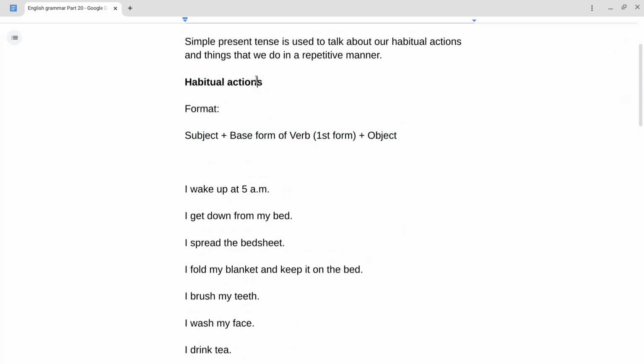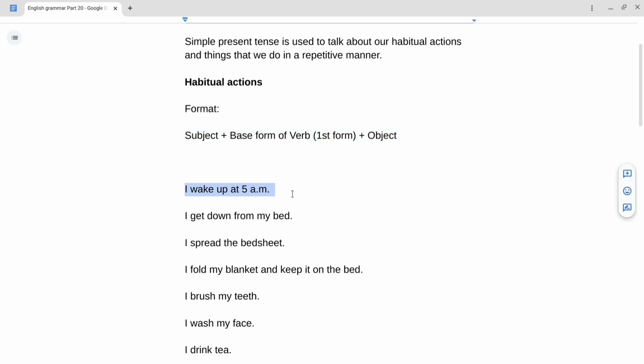Habitual actions is the heading here. I will come to that later. Here, look at the format. In simple present tense, the format is subject plus base form of verb, or first form of verb, plus object. Do remember that there is no need to learn this by heart. You will learn with examples. Subject means I, we, you, they, he, she, etc. That's what we start the sentence with, and it is followed by the base form of verb, that is the first form of verb, and again with the object.